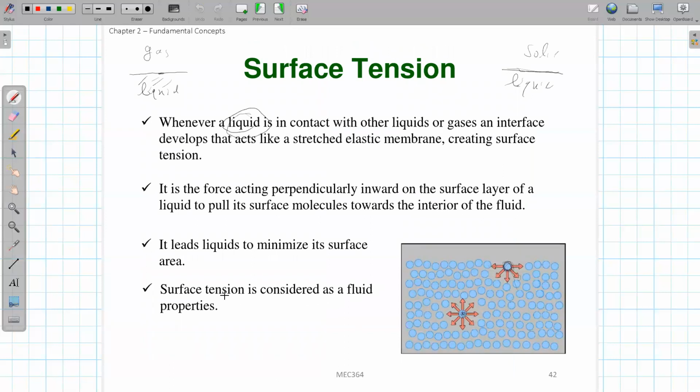Furthermore, surface tension can be considered a liquid property. Different liquids have different surface tension. Some liquids have higher surface tension, some liquids maybe have lower surface tension. So this is why we have surface tension in a liquid.